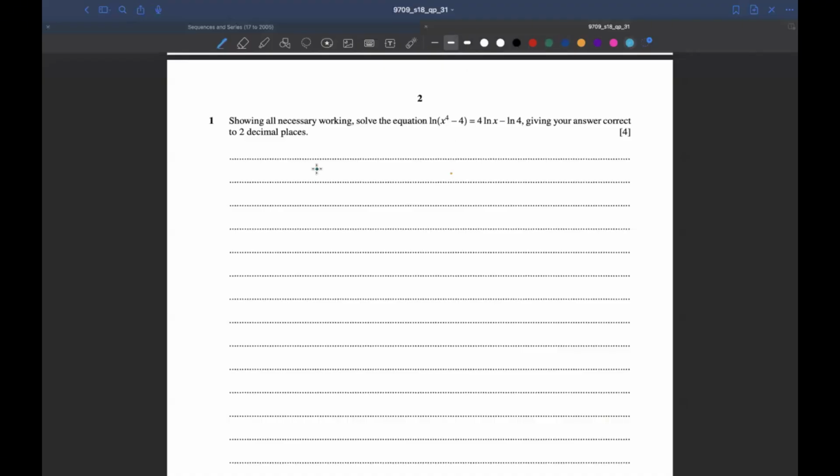In question 1, it says that showing all necessary workings, solve the equation ln of (x^4 − 4) is equal to 4 ln x − ln 4, giving the answer correct to decimal places. In the first step, you will first simplify. I can write 4 ln x as ln x to the power 4 minus ln 4. Because there is a negative sign, I can write the right hand side as ln of x power 4 upon 4.